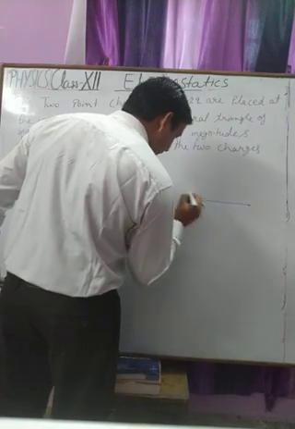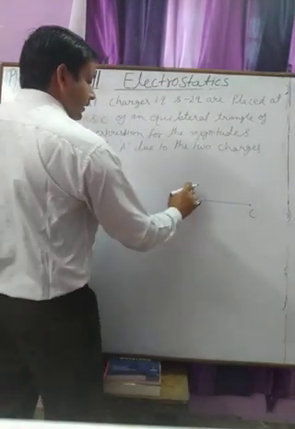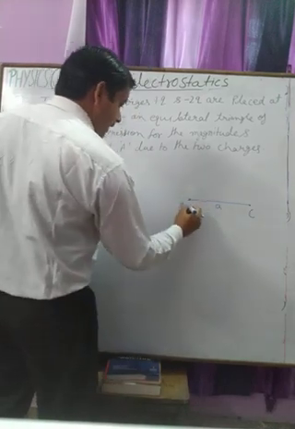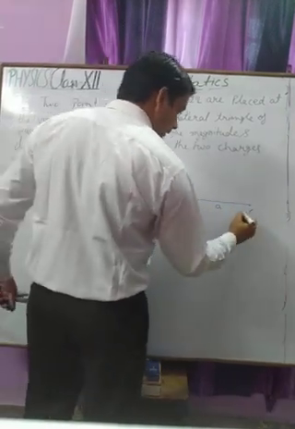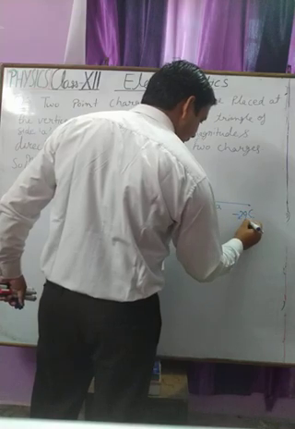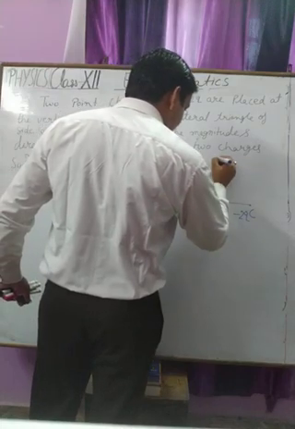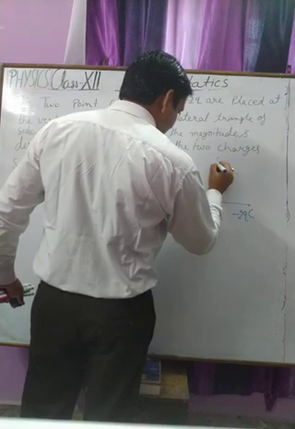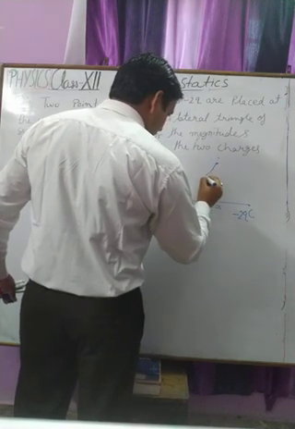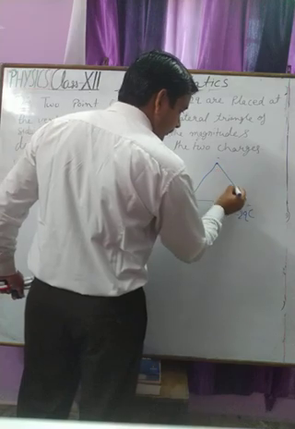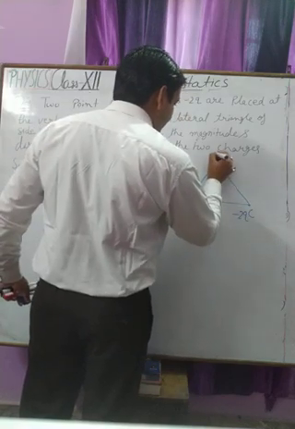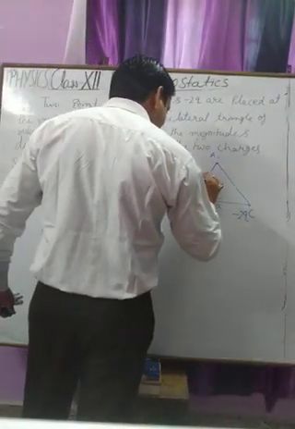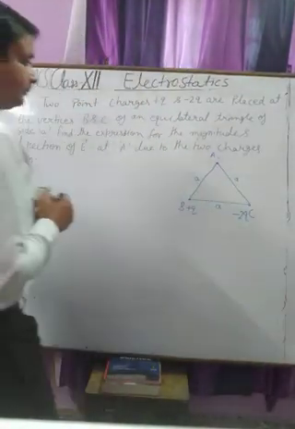This is point B, this is point C. Here a charge of plus Q and here a charge of minus 2Q is placed, due to which we need to calculate the electric field at the vertex A. Okay student, because it is an equilateral triangle, all sides are equal.